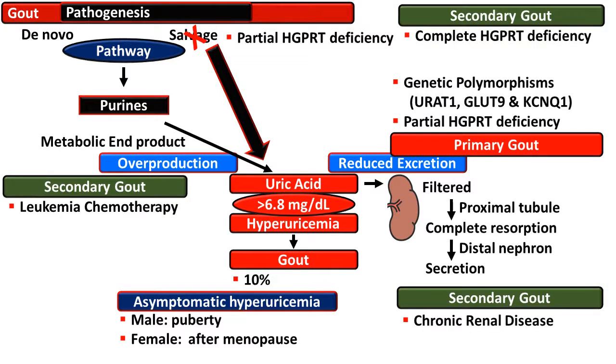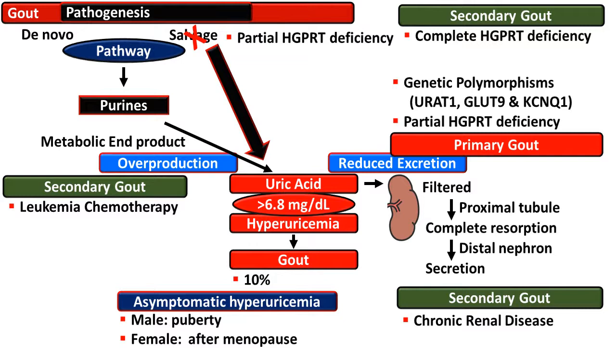Then the secondary gout is the gout which is present with an underlying etiology. One is leukemia chemotherapy. In leukemia chemotherapy, there is rapid cell lysis, and hence there is increased uric acid load.